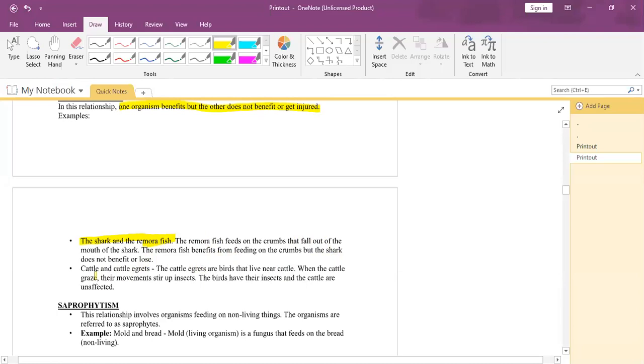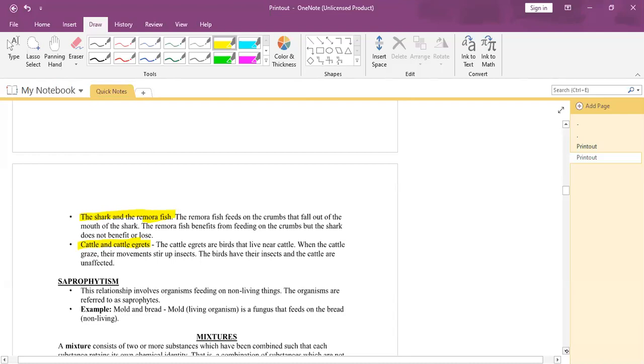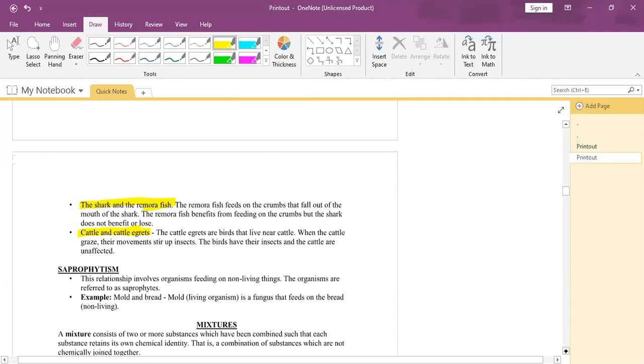Okay. They have the cattle and cattle egrets. The cattle egrets are birds that live near cattle. If you watch TV, sometimes you see, as I said, National Geographic, they show a lot of those things. You see the birds flying around the cattle. When the cattle graze, their movements stir up insects. The birds eat the insects and the cattle are unaffected, right? The cattle is feeding, and the movement of their legs stirs up the insects, so insects fly. And then the birds feed on the insects. The cattle get nothing from it. Not gaining anything, not being harmed as well. So you have a commensalism, commensal relationship. Only one benefits. The other one is not injured and doesn't benefit. Okay.